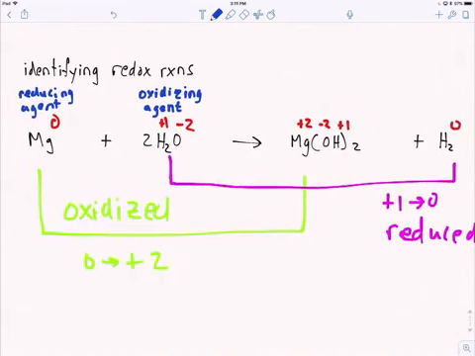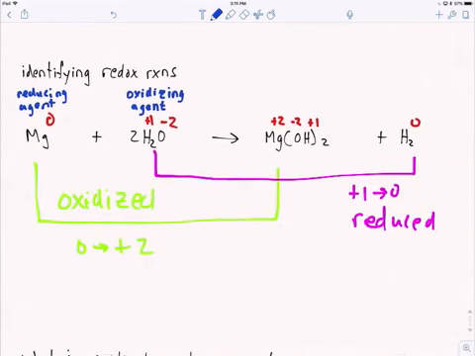Okay, so now we're going to talk about oxidation reduction reactions. If you recall, oxidation means loss of electrons. So if it's oxidized, it's losing electrons. Reduction means gaining electrons. So if you look at this equation here, we have magnesium metal plus water makes magnesium hydroxide and hydrogen gas. If you look at the oxidation states, they're all in red here.